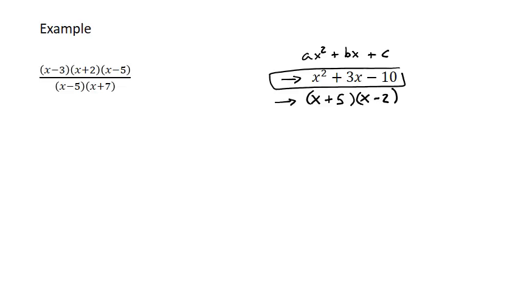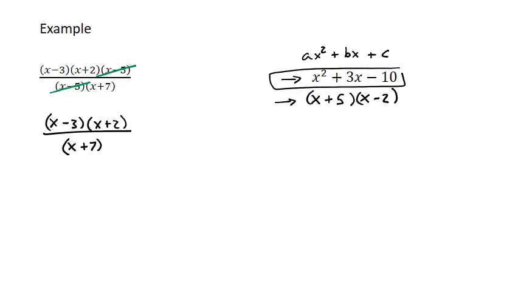What I can do in factored form is this. Does the numerator and the denominator have anything in common that I can cancel out? And if we look at it, yes, there is something in common: the x minus 5 and the x minus 5. Both numerator and denominator have the same factor of x minus 5, top and bottom. So what am I left with? I'm left with x minus 3 times x plus 2 all over x plus 7. So that simplified it quite a bit. It got rid of that factor of x minus 5.